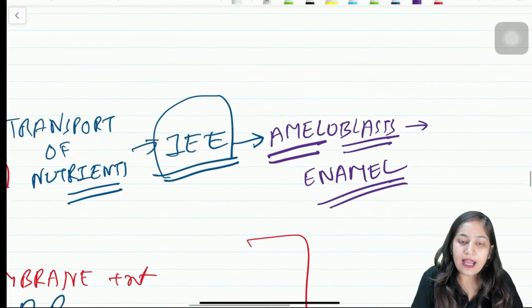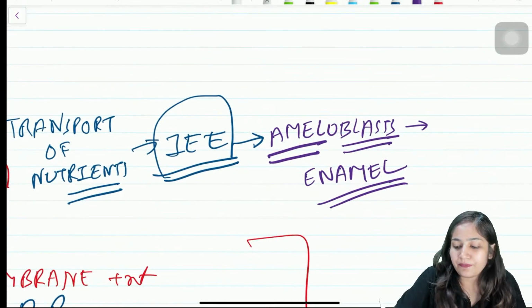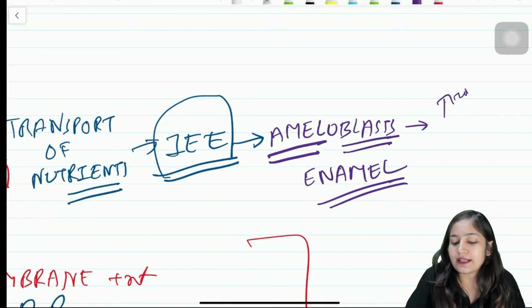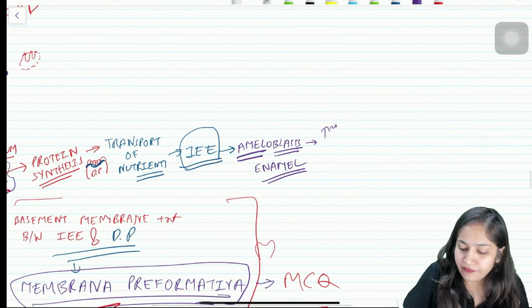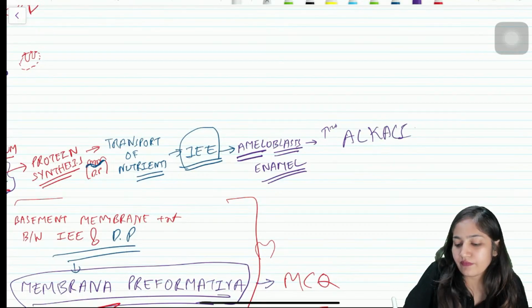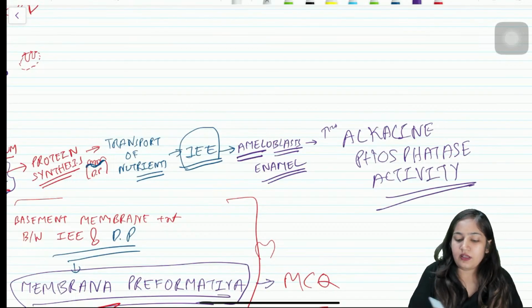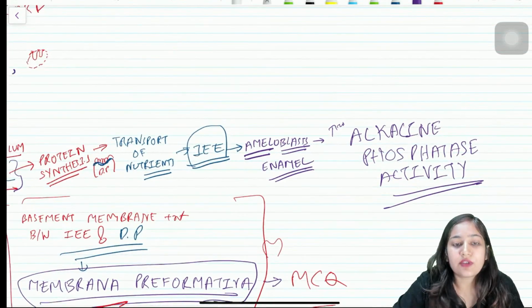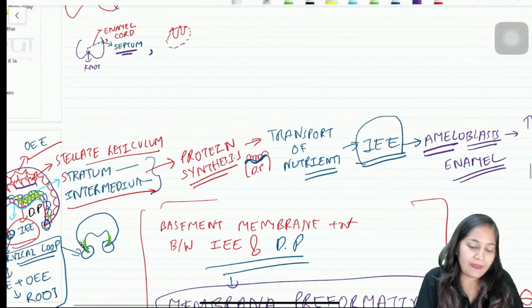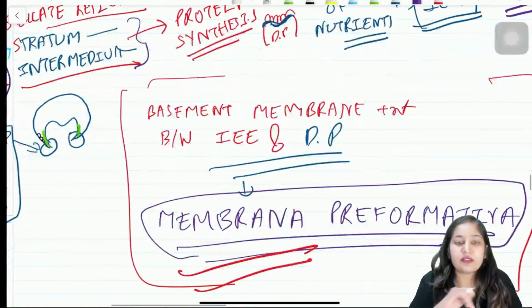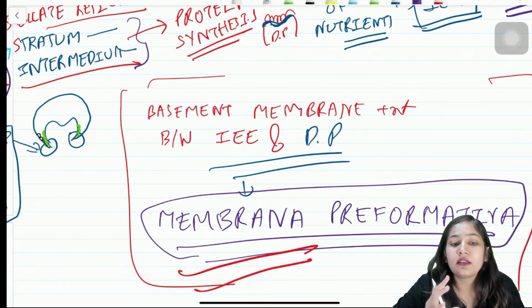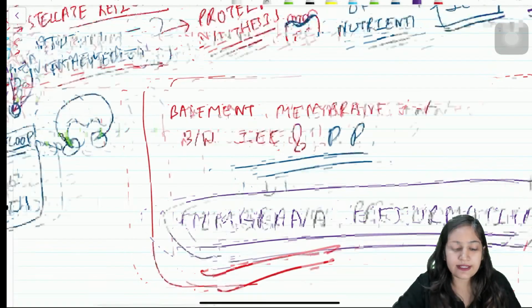They have increased alkaline phosphatase activity. So we have discussed stratum intermedium as well. Stratum intermedium mainly helps in formation of enamel by providing nourishment to the inner enamel epithelial cells.